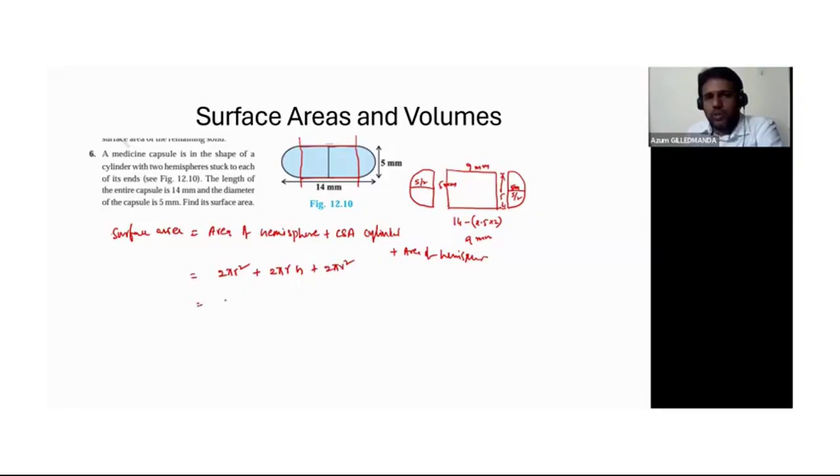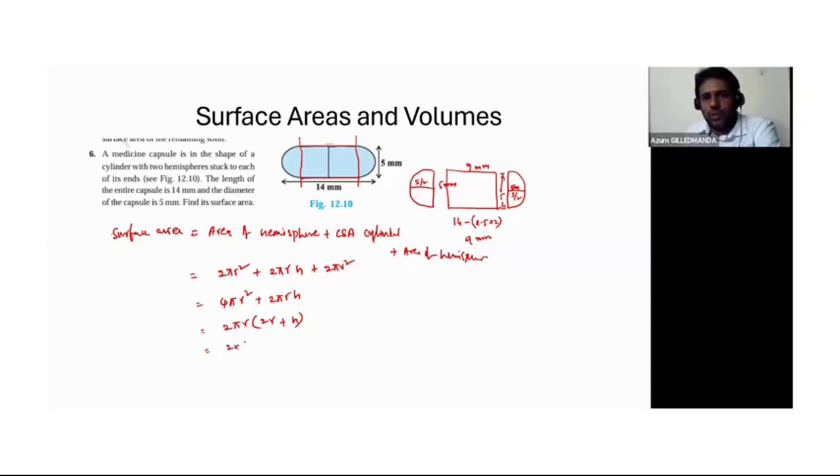Agree? So 2 pi r square plus 2 pi r square. Can I write 4 pi r square plus 2 pi r into h? So I'm still not substituting the values. First let's see whatever common we can get. I can take 2 pi r common from this. If I take 2 pi r common, here 2 is left, r is left, plus h is left: 2r plus h. So now substitute the values.